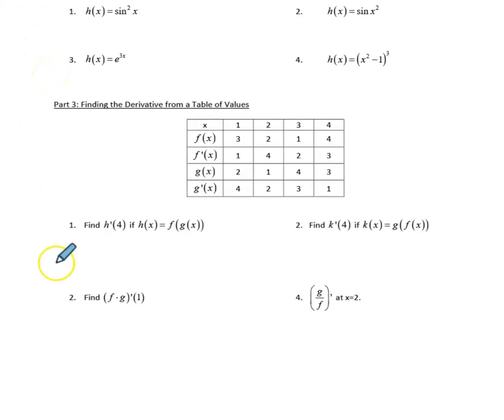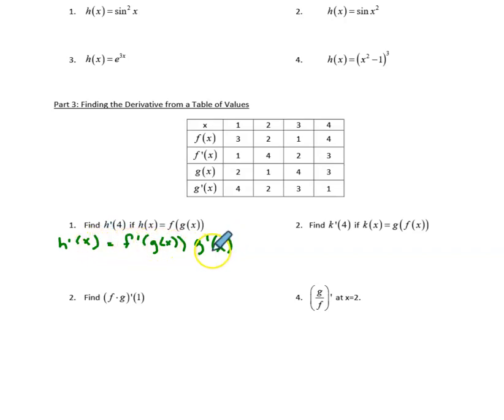So for example, for h prime of 4 in number 1, they give you that h of x equals f of g of x. So this is a composition of functions, therefore we're required to use the chain rule. The first thing we want to do is symbolically differentiate. So h prime of x is going to be, by the chain rule, the derivative of the outside function, so f prime, leaving the inside function intact, and then multiplying by the derivative of the inside function.